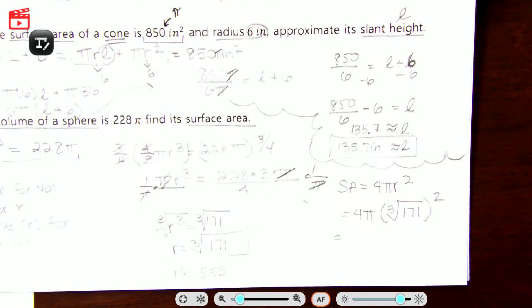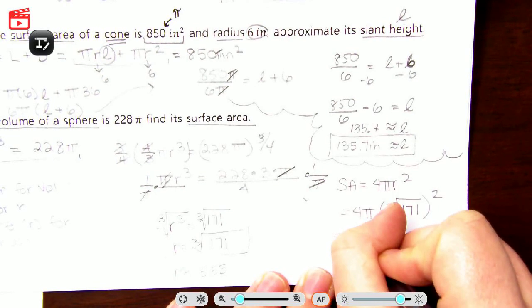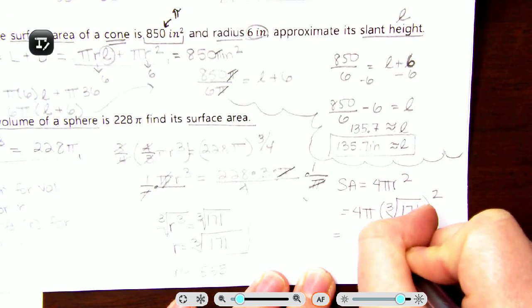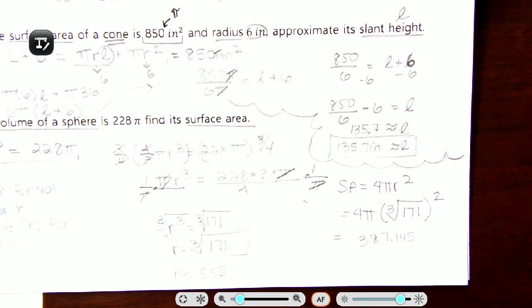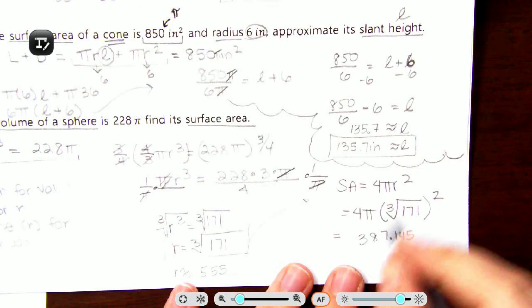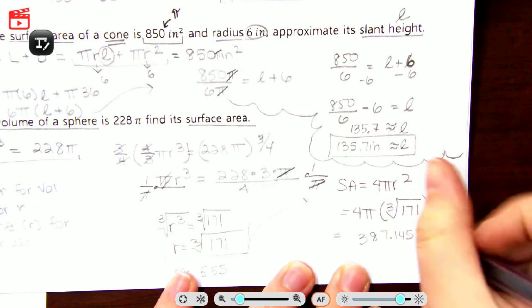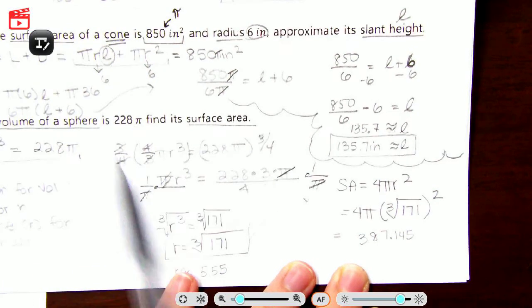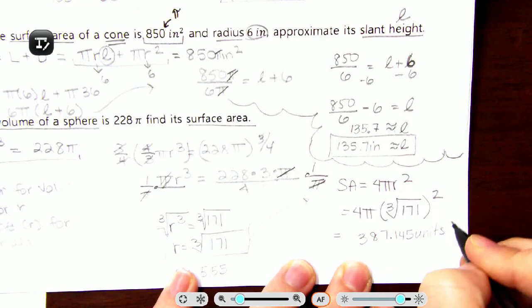But since we have calculators, we can approximate this. So I have the cube root of 171, we said is 5.55. We're going to square that and times that by 4 and times that by pi. And that gives me 387.145. And let me double check that real quick one more time. So I have 4 pi times 5.55 squared. Yep. I just redid this real quickly on my calculator. It does give me this answer. Units, don't forget units. It doesn't really tell us the units here, but you still need to write units. Since we're talking about surface area, it's going to be units squared.